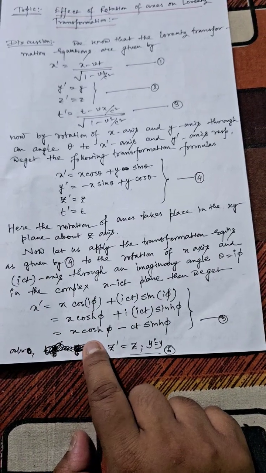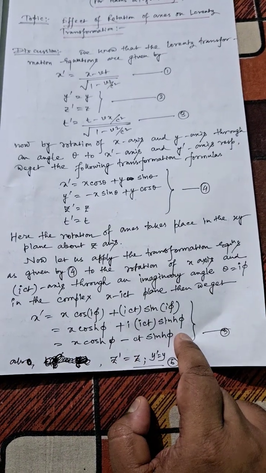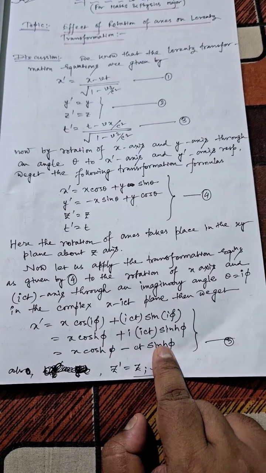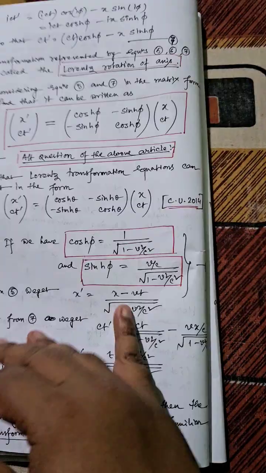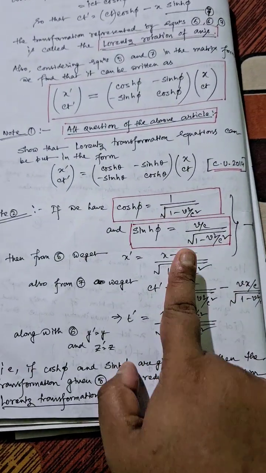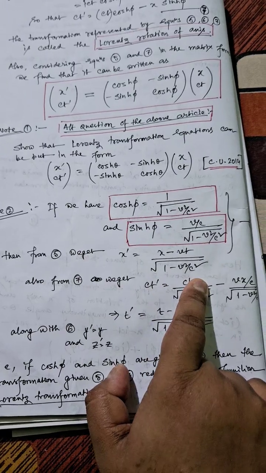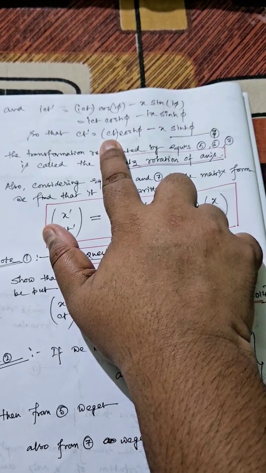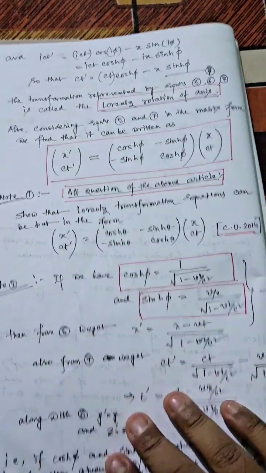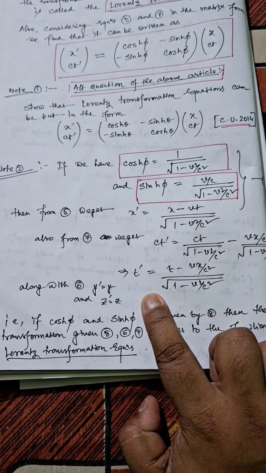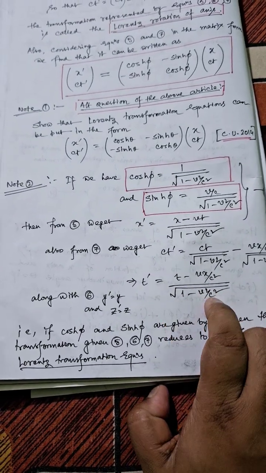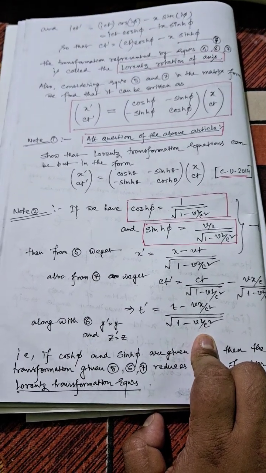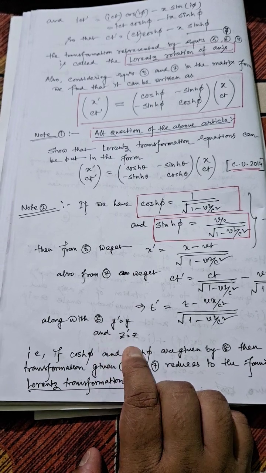x' = x cosh phi - ct sinh phi. Now in this equation, if you put the values of cosh phi and sinh phi, then after simplification you will be able to get the expression (x - vt)/√(1 - v²/c²). Similarly, if you consider equation number 7, then also you can find another modified structure after simplification, which ultimately leads to t' = (t - vx/c²)/√(1 - v²/c²). Also y' remains y, z' remains z.